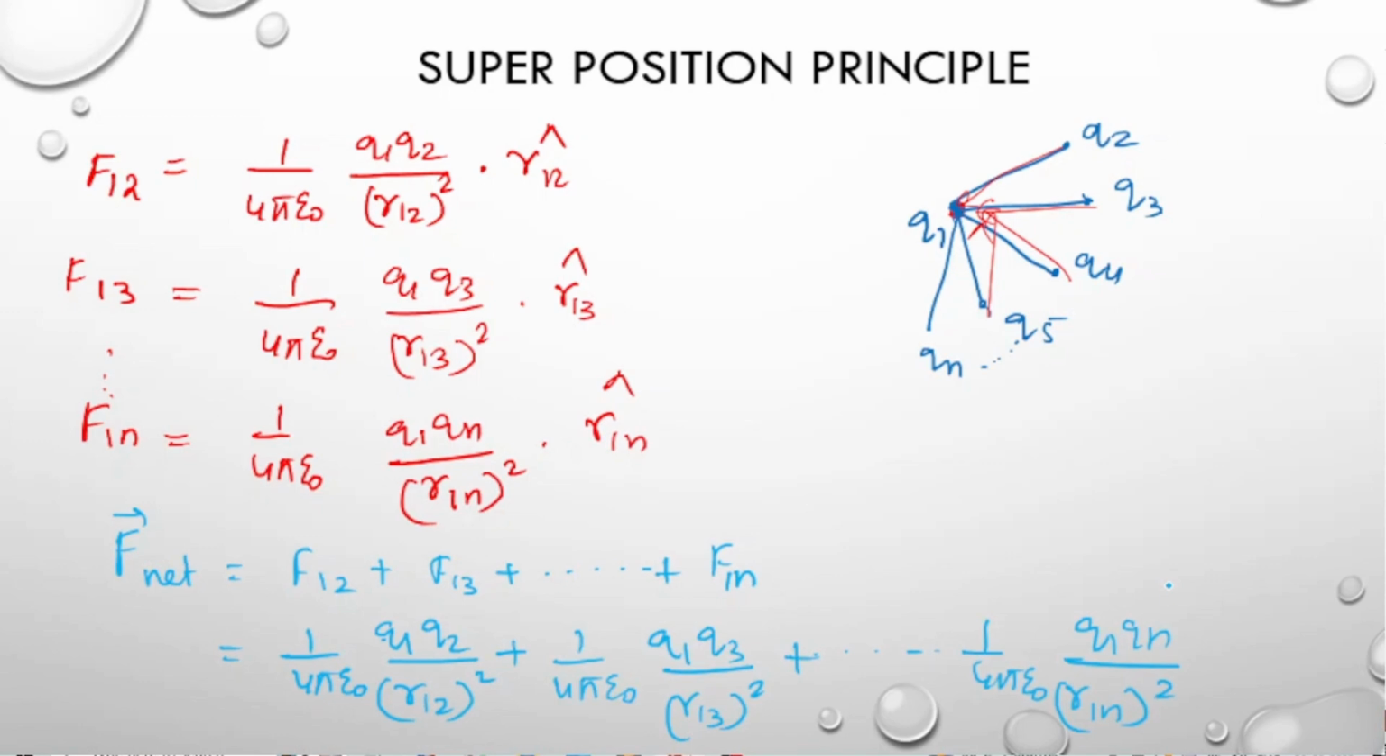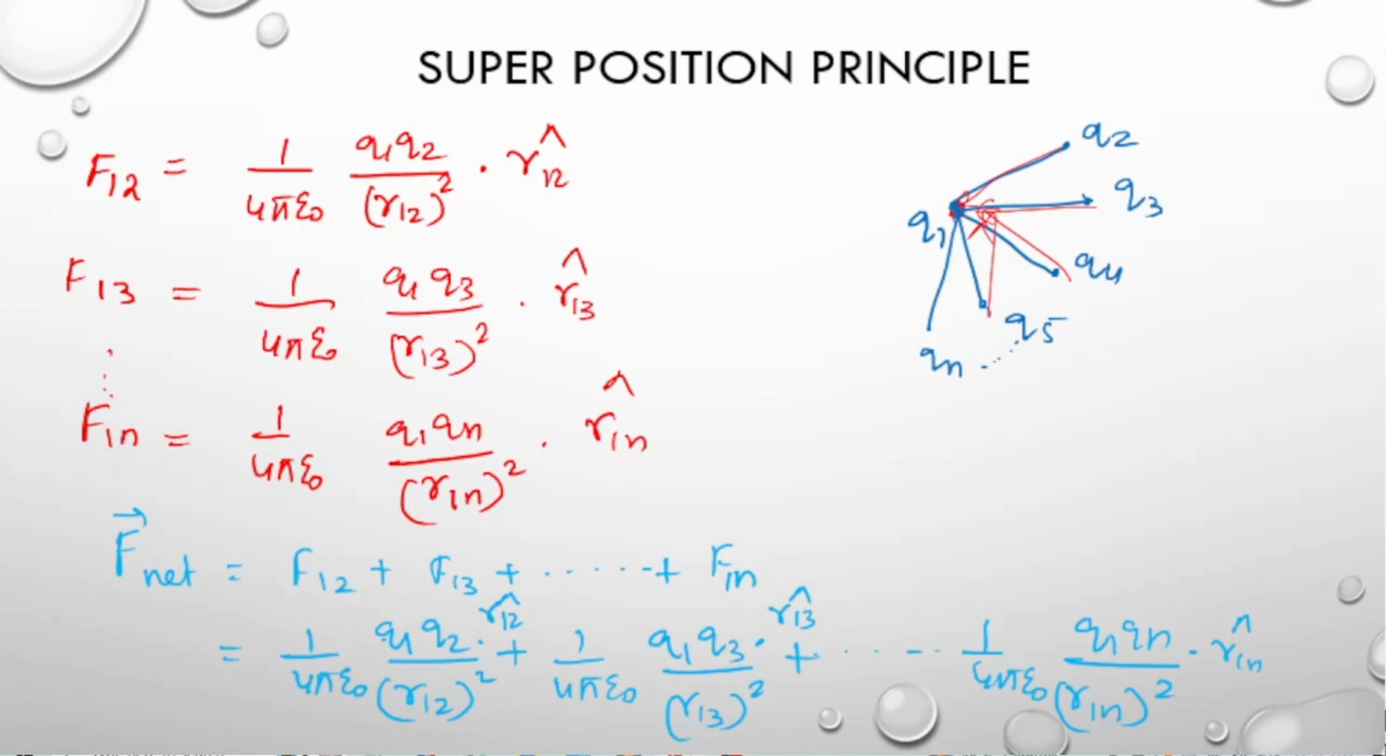So now we are adding all the values. How to mention it in the very simplest form? If you need, you can take the vector also. Here R12 cap, here you have R13 cap, here you have R1n cap. Take the vector also. Now, how to mention it in the very simplest form?